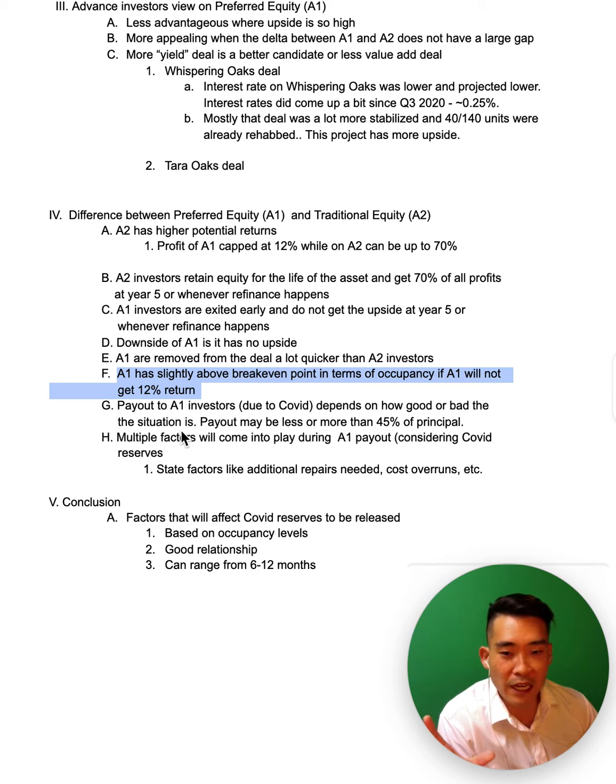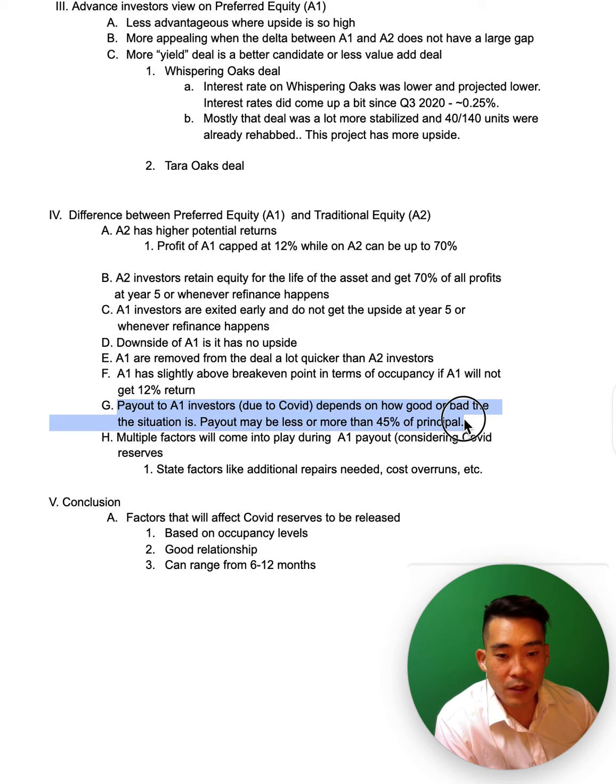So it's going to take a lot for A1 and A traditional and pref equity to not get their distributions. Sometimes, of course, we always hold back because it's the responsible thing to do. It's not like we don't have the money or we're losing money, but we always want to be conservative and protect the asset.